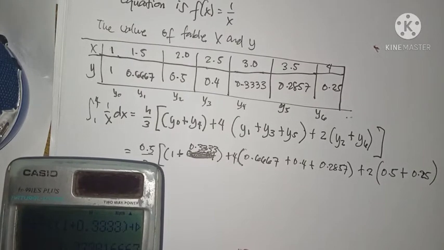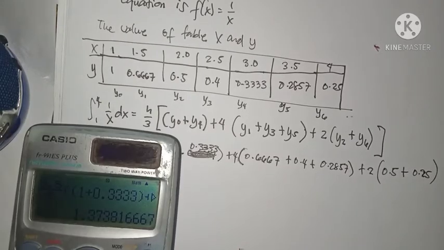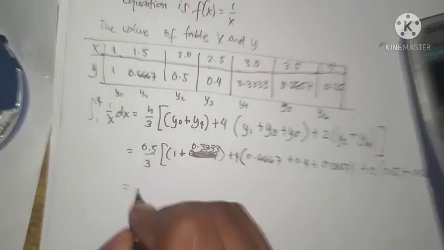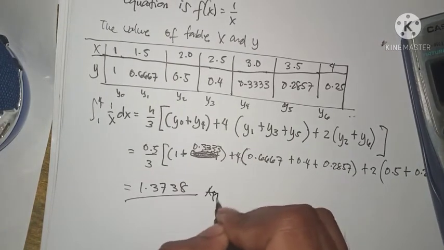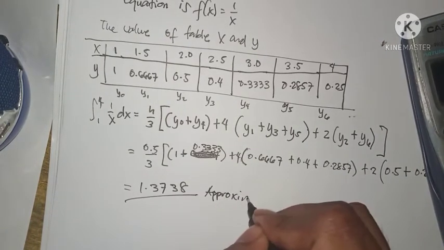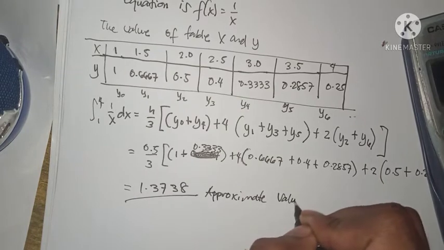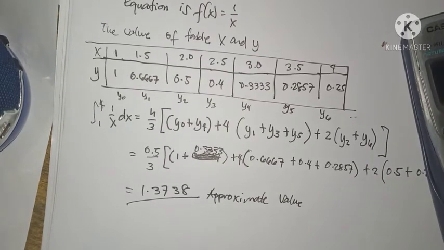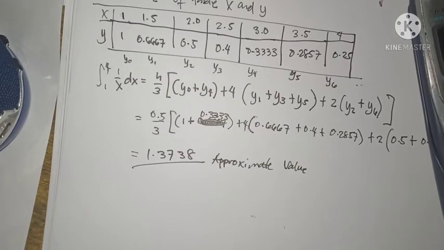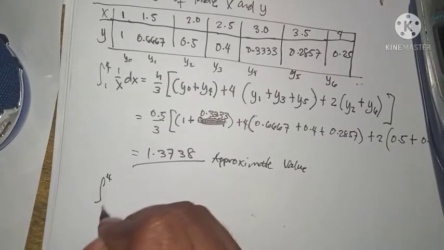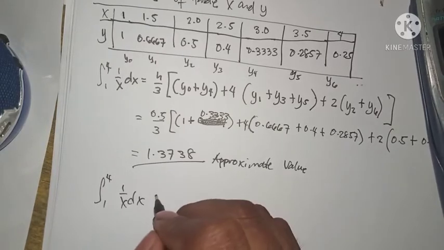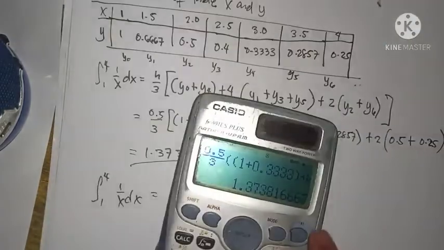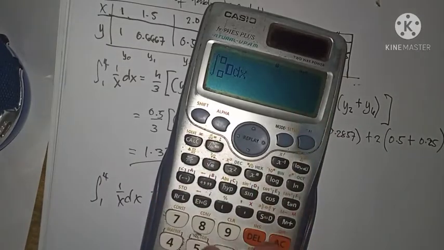So yung result ay 1.3738. Ito yung approximate value. Ngayon, to find the true value, so let's substitute the exact value. Let's integrate.